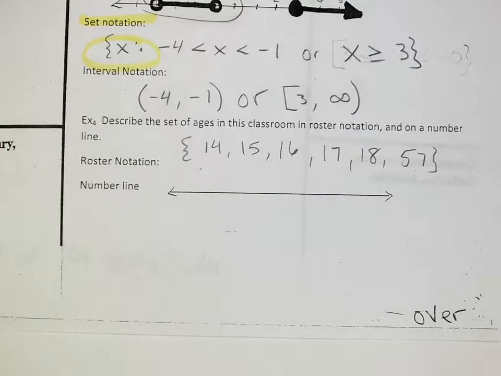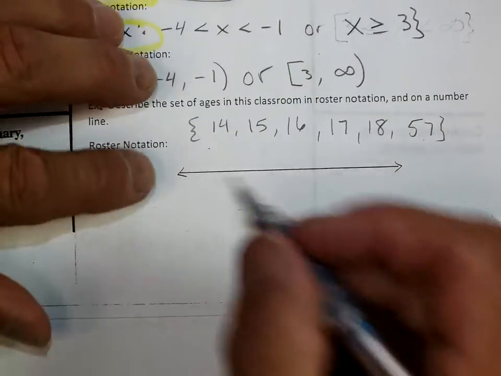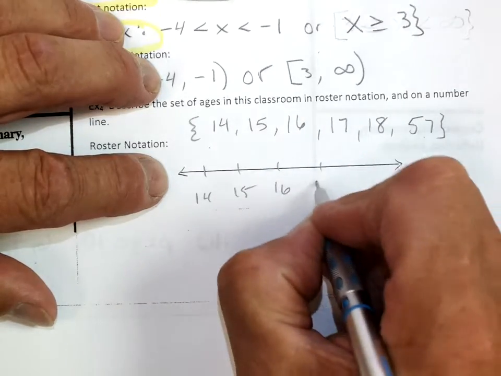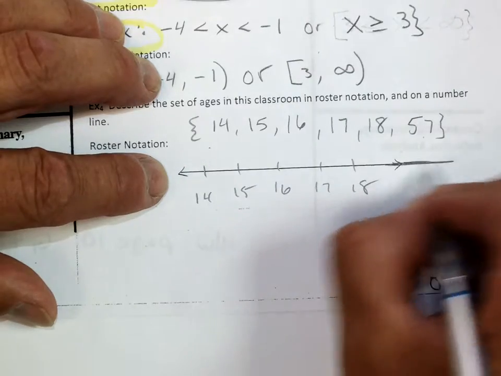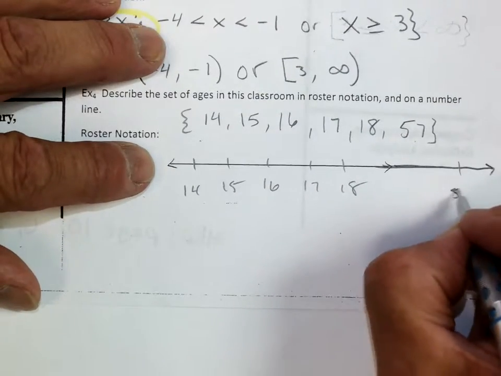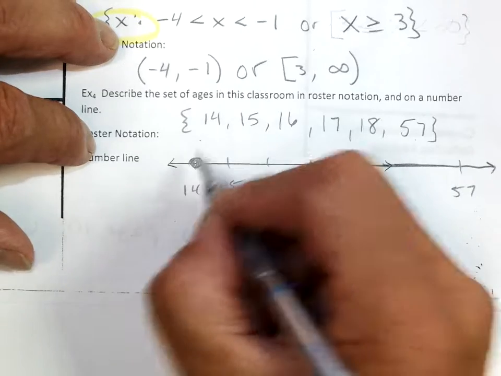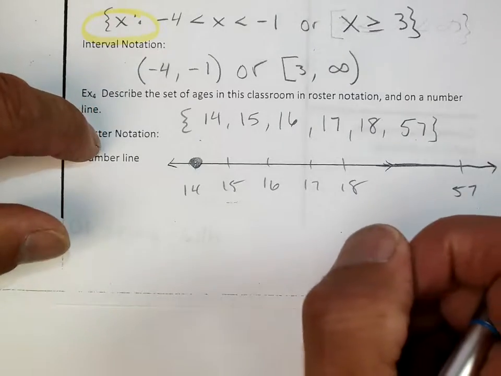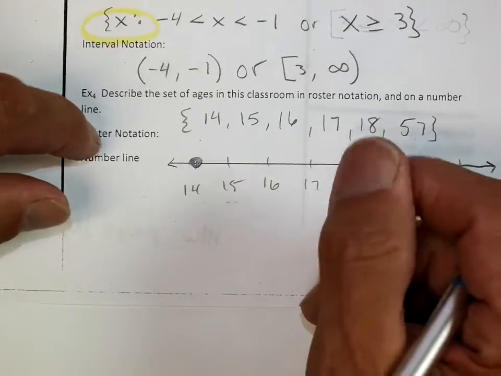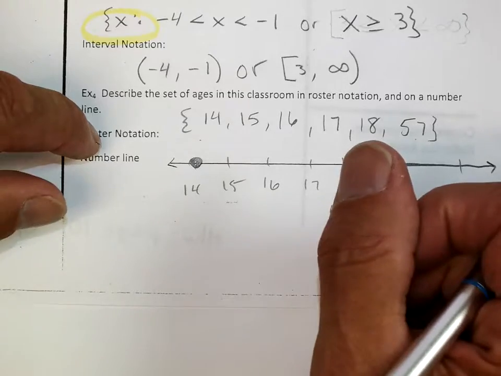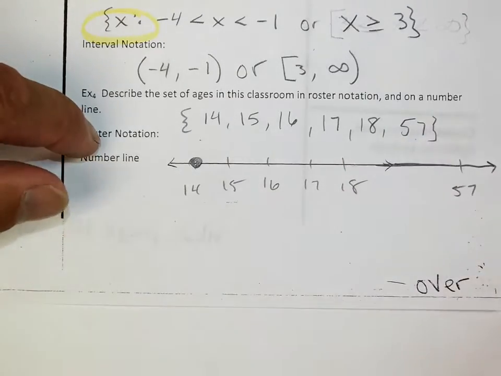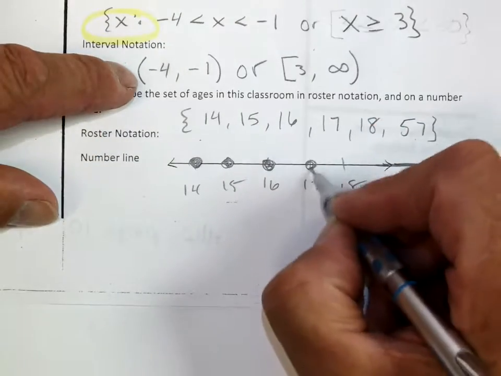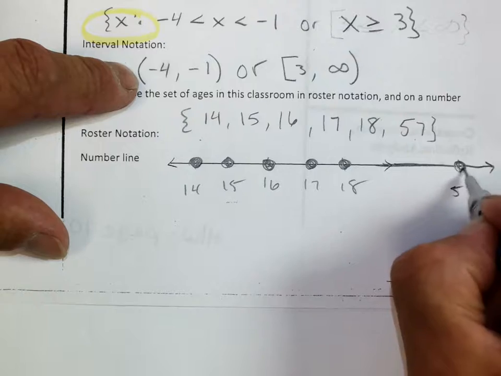So on a number line, I'm going to put down my 14, 15, 16, 17, 18. I'm going to make my number line a little bit longer. Put 57 way up here. And so I'm just going to put a single dot, because we're not talking about 14 years old and 6 months and 27 days and 52 minutes and 33 seconds. You're just 14, okay? Good enough, right? 14, dot on 15, dot on 16, dot on 17, dot on 18, and dot on 57, okay? So that's roster notation.